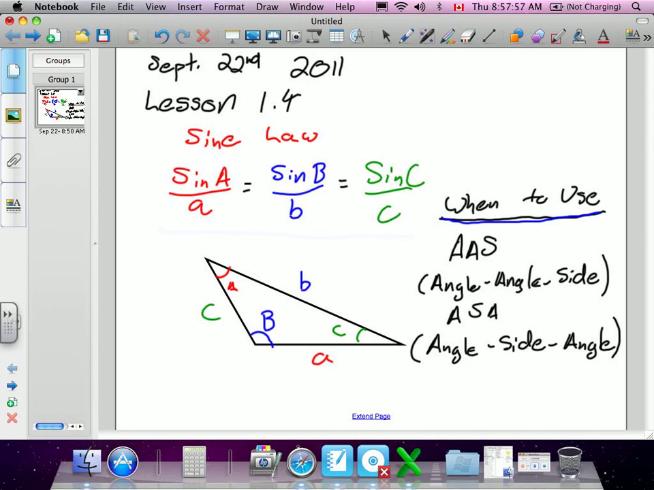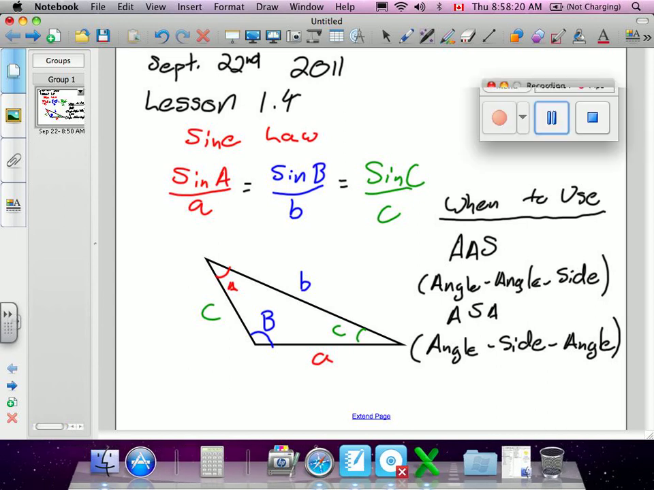You use sine law when you have the measurement of two angles and a side, or when you have the measurement of an angle, then a side in between, then another angle. That's when we're going to be using sine law. Okay? We're going to get more into that. So make sure you copy down this page. This will be kind of like your reference page of when to use sine law.